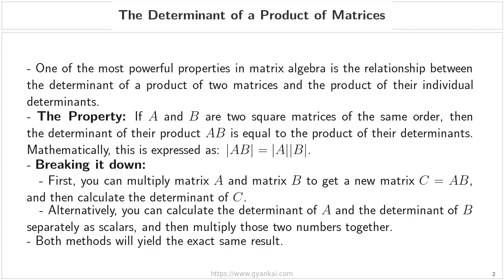Alternatively, you can take a much simpler route. You can calculate the determinant of matrix A and the determinant of matrix B separately. Since these determinants are just individual scalar numbers, you can simply multiply those two numbers together. The most important thing to remember is that both of these methods will yield the exact same result. This shortcut is going to be incredibly useful in the next few slides when we look at how non-singularity is preserved during multiplication.